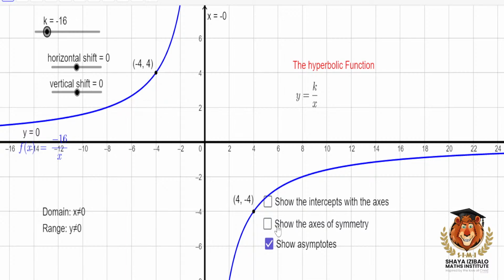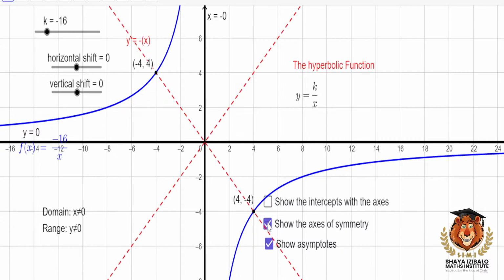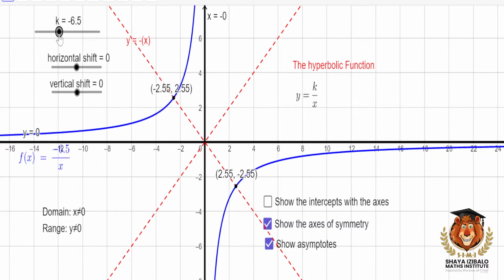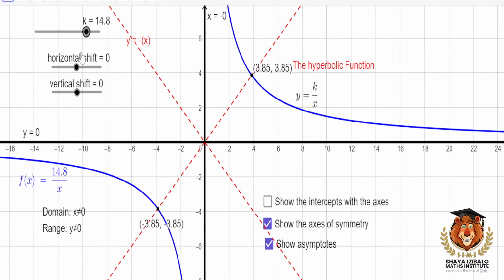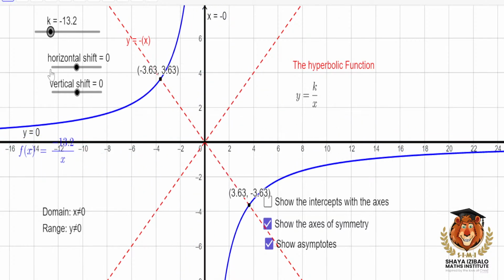I'm going to show the axes of symmetry for this graph. There they are, and this is what I'm worried about a little bit. They're meant to be at 45 degrees, and I apologize, they're not. Notice that if I change the value of k, the axes of symmetry are the same for all hyperbolas until they move.